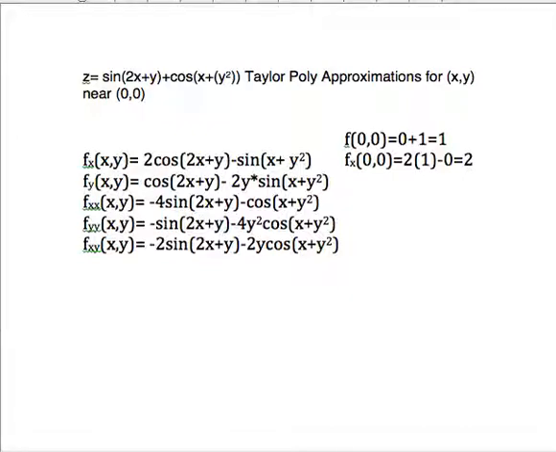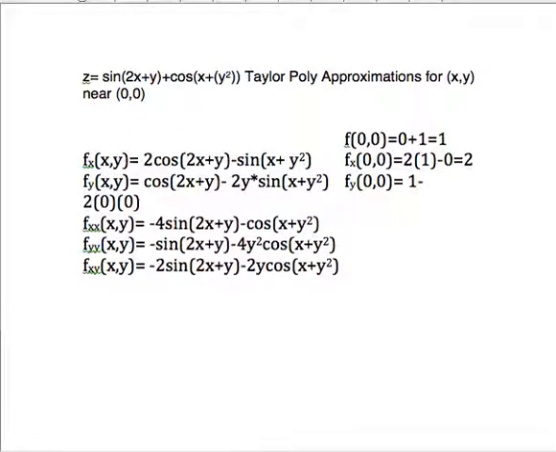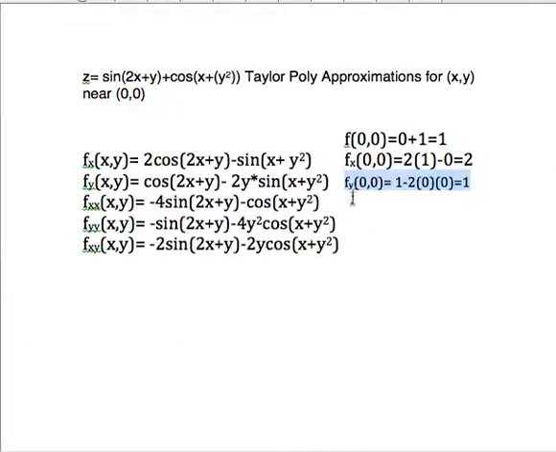For f of y of 0, 0, we have cos 0, which is 1, minus 2 times y, which is 0, times sine of 0, which is 0. And that equals 1. I'm just going to make this a bit lowercase to fit. Okay, there we go.